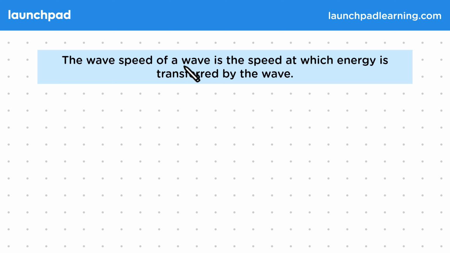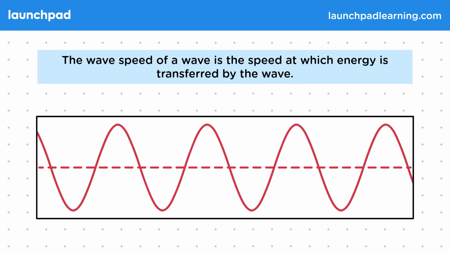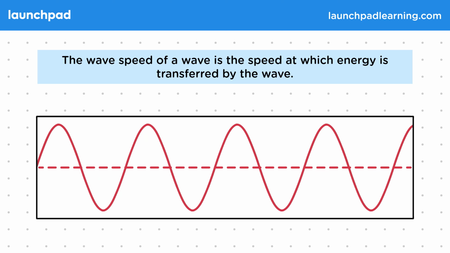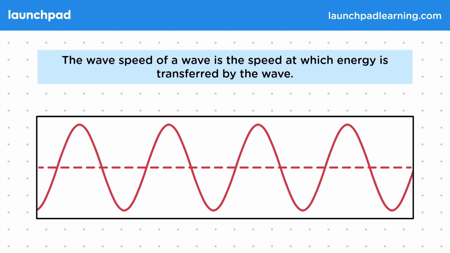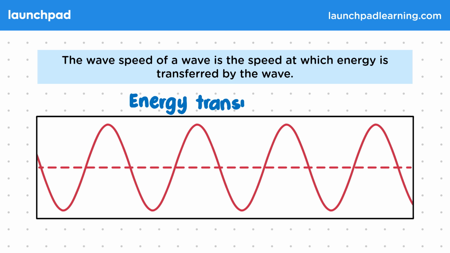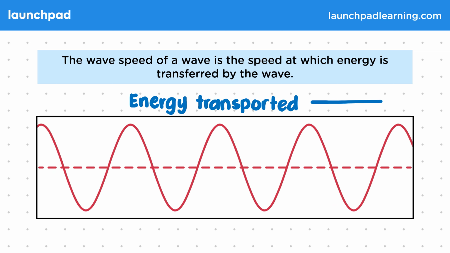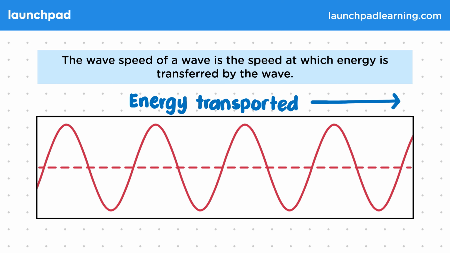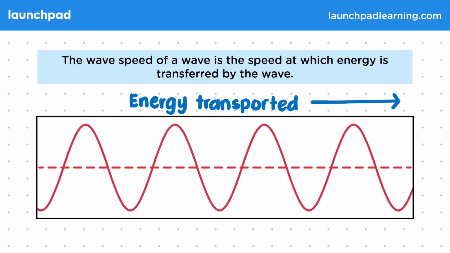The wave speed of a wave is the speed at which energy is transferred by the wave. Here's an example of a wave. Matter vibrates in order to transport energy without the matter moving overall. In this case, the matter moves up and down so that energy can be transported in this direction.